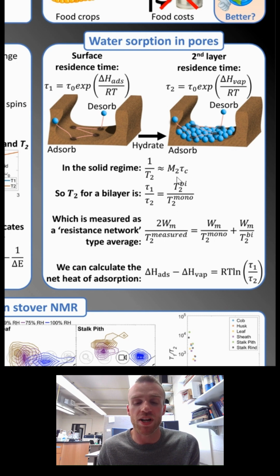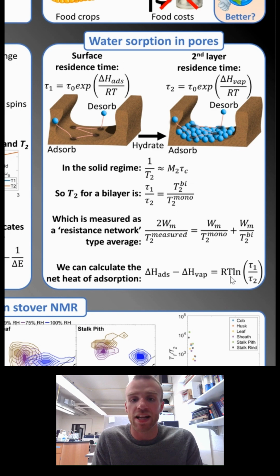Utilizing properties of these T2 relaxation times, we can actually get at these residence times, which ultimately means that we can measure the ratio of tau1 over tau2 using relaxation. And this is useful because this can be used to estimate net heats of adsorption. So ultimately, we can estimate net heats of adsorption with NMR relaxometry.